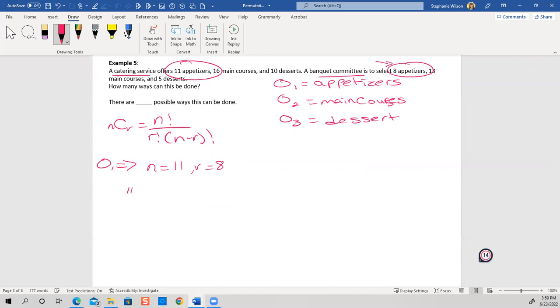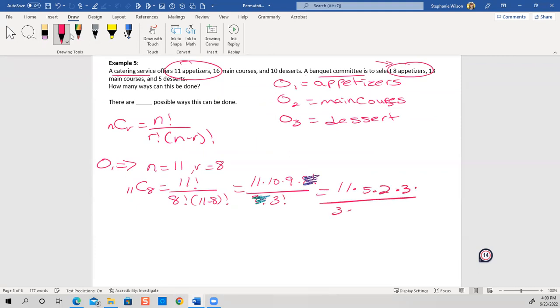So now we can just plug that in our formula and solve for this. So now I have 11C8 is equal to 11 factorial over 8 factorial times, let me write the formula again, times 11 minus 8 factorial. So I can write this as 11 times 10 times 9 times 8 factorial over 8 factorial times 3 factorial. And let's reduce the 8 factorials. Let's write this out one more time. So I got 11 times, well, 10 becomes 5 times 2, and 9 becomes 3 times 3, all over 3 times 2 times 1.